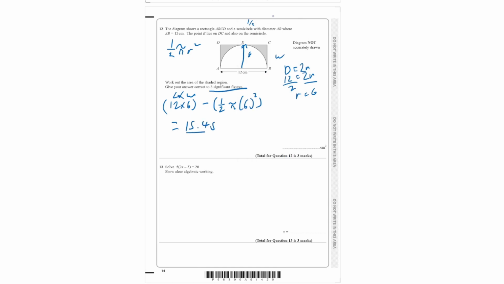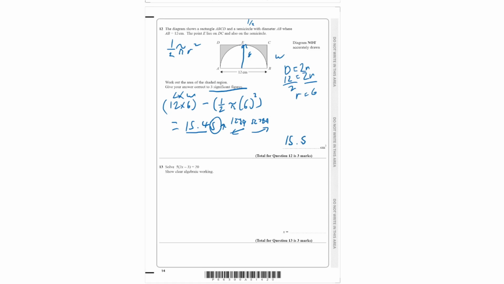So that's 1, 2, 3. 1 to 4 we round down. 5 to 9 we round up. And since this is 5, we round up. So we get 15.5 centimeters squared.